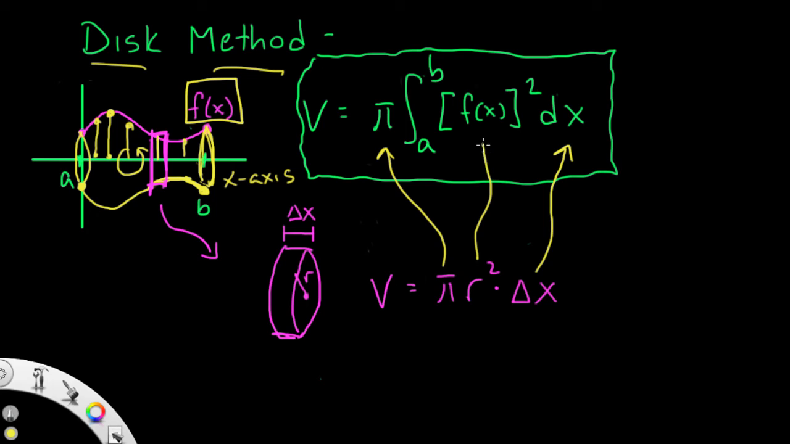And so we see remnants of this volume of a disk in our disk method. Now there are some more details to it than that, but this right here should be enough just to get you started and help you remember just the basic format of the disk method.